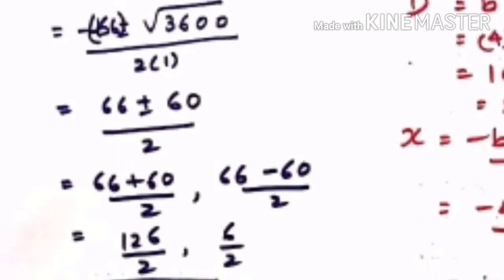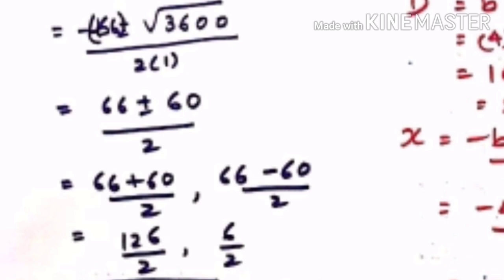You can see the b value is minus 66. So minus of minus 66 plus or minus under root 3600. That 3600 is b square minus 4ac that we have already found separately and placed here. It is better for the students to find the value separately and place it here, so there are fewer chances of mistakes. Upon 2a, you can see minus of minus 66 plus or minus under root 3600 upon 2 into 1.